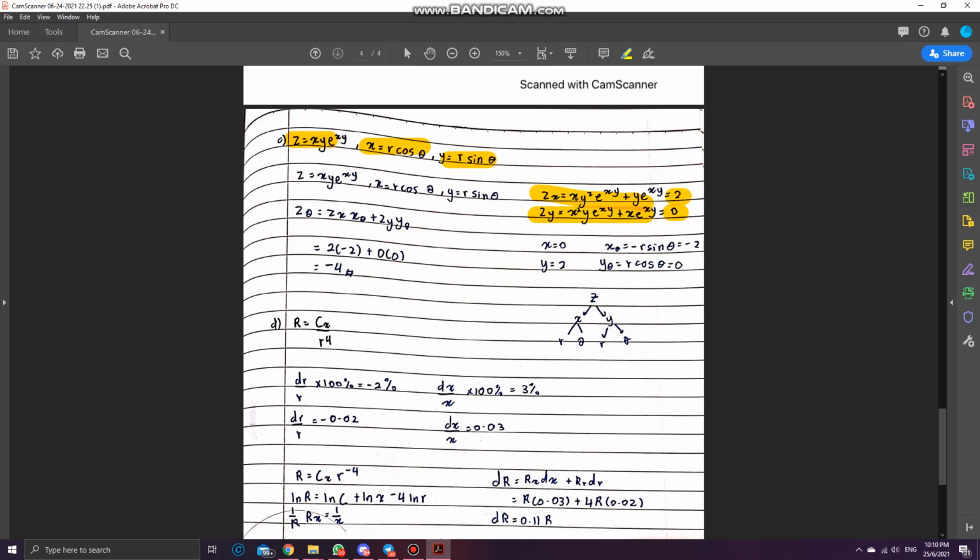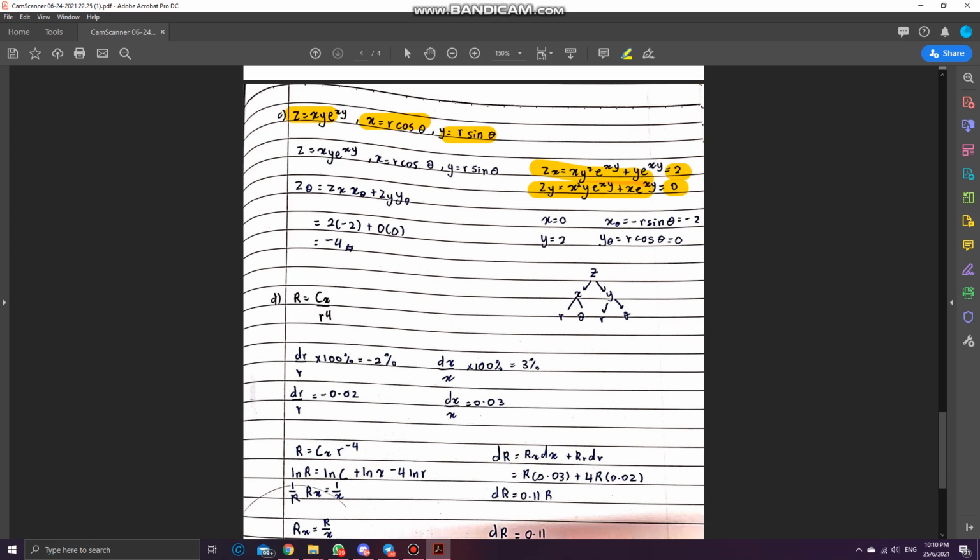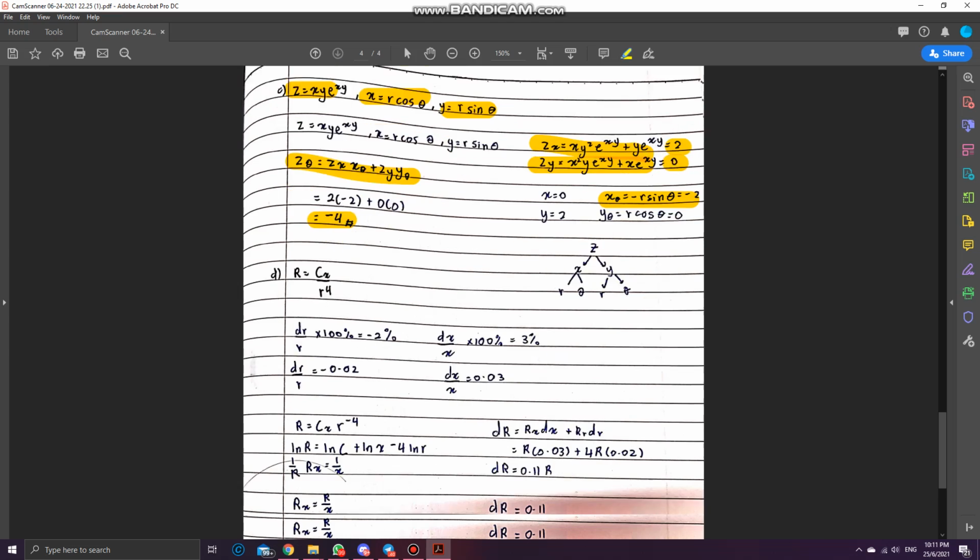So we need to do the chain rule to get this z_theta, and x_theta. From here we will get negative r sin theta, where r is 2, theta is pi over 2, which is 90 degrees. So you will get that x_theta is equal to negative 2, and y_theta we will get 0. So we just substitute the values: z_x here is 2, x_theta is negative 2, z_y is 0, and y_theta is 0. We will get the answer is negative 4.